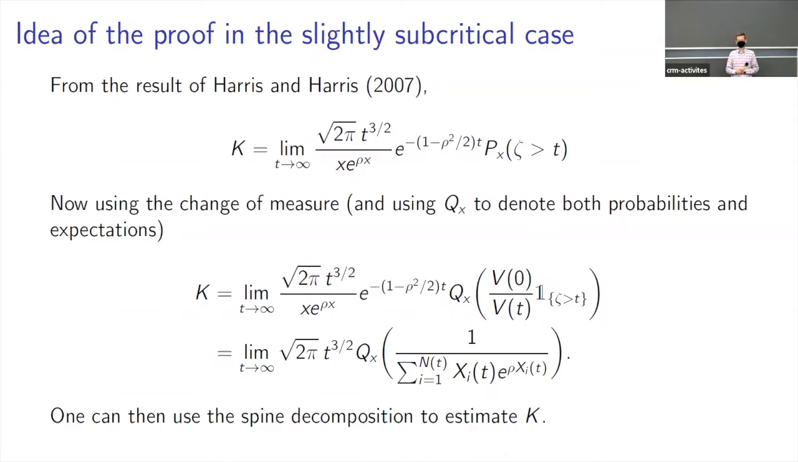So that's everything that I wanted to say about branching Brownian motion in the supercritical, subcritical, and slightly subcritical cases. In the next lecture, we will move on to the slightly supercritical case, which is the most relevant for describing populations undergoing selection. And I'll stop here for today.